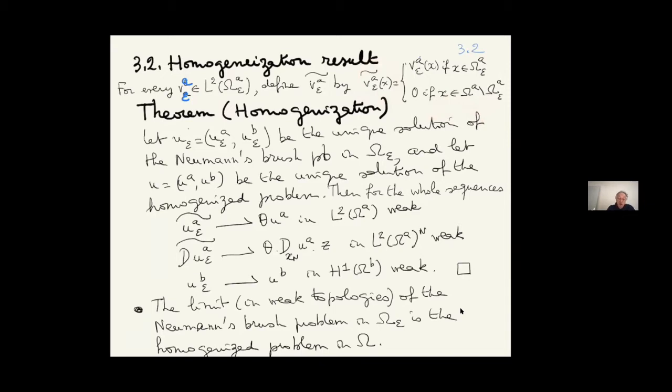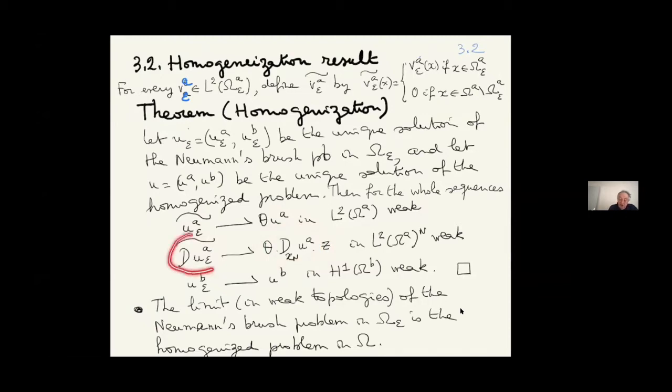The homogenization theorem says the following. This is passing to the limit in the Neumann-Brush problem. Let u^ε denote the unique solution of the Neumann-Brush problem in Ω^ε, and let u be the unique solution of the homogenized problem. Then for the whole sequence, we have the following convergences. ũ_A^ε converges to θ u_A in L2 of Ω_A weak. The gradient of ũ_A^ε tends to θ, the vertical derivative of u_A multiplied by the vector ζ, in L2 of Ω_A weak.